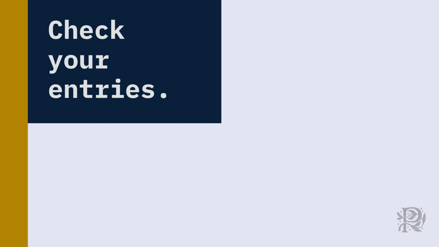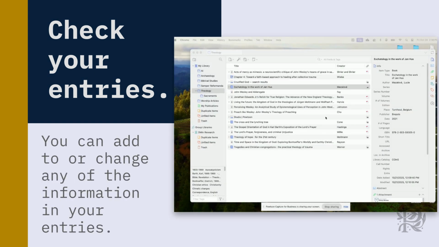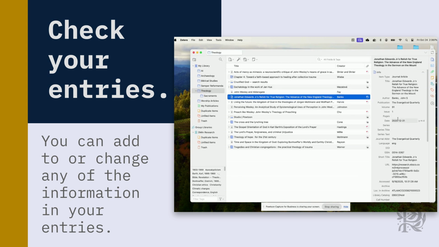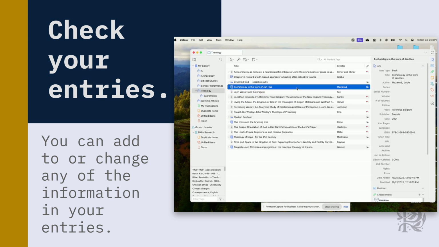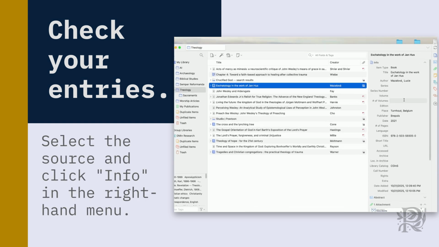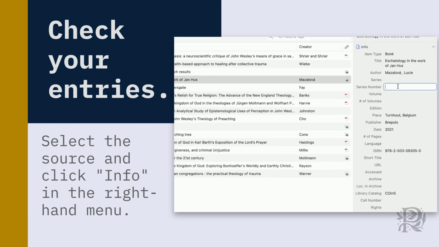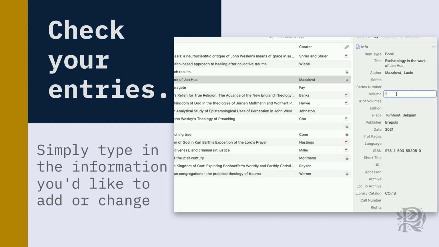One more thing. You can add to or change any of the information collected about a source in your library. Click on a resource and navigate to the Info section in the right-hand menu. Click on any field to add information or change what Zotero has already found.